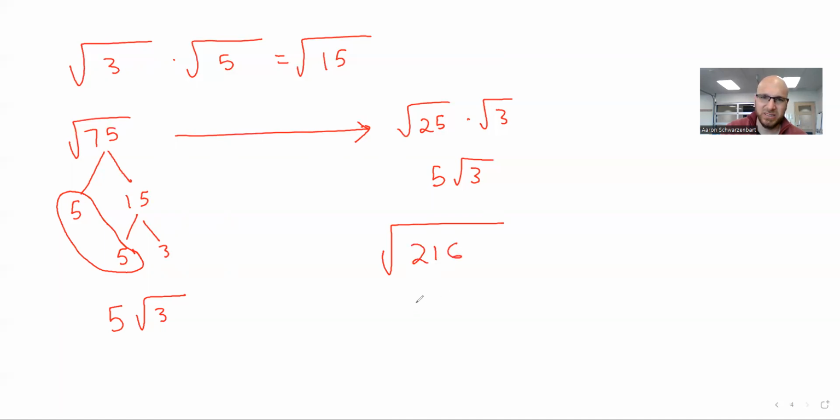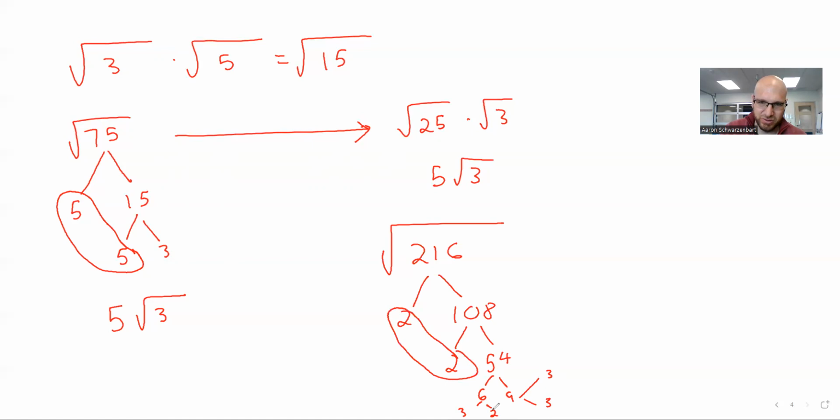Square root of 216. I don't know these factors super well, so I'm going to do the tree method. 108, 2 and 108. I'm going to keep doing 2s. 54. 54 is 6 and 9. 3 and 3. 3 and 2. So I've got a pair of 2s here. Yes, there's another 2, but there's no 2 to pair it with. I've got a pair of 3s here. Again, there's another 3, but not a second one to make a pair.